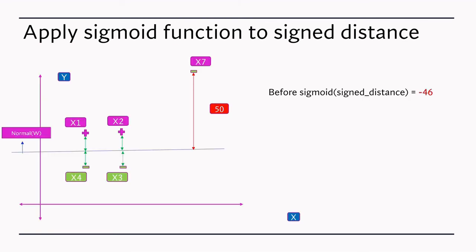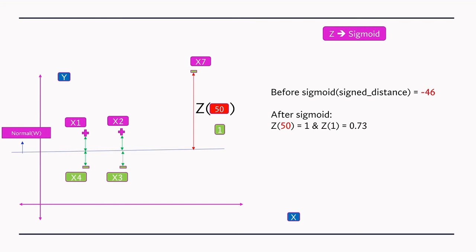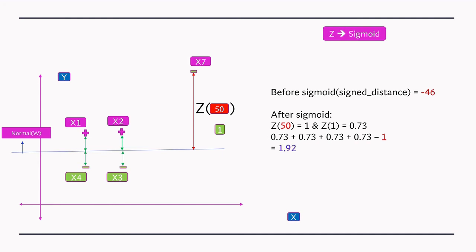So on to the normal W, before applying the sigmoid function, the signed distance was -46. And here the z will represent the sigmoid function. So now we will apply the sigmoid function to the signed distance. Specifically to the outlier value, if we apply the sigmoid function, the value will be squashed down to 0. And for the z of 1, it is going to be 0.73. Now we'll add all of them, and the final value is going to be 1.92.